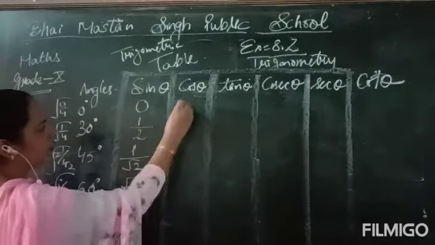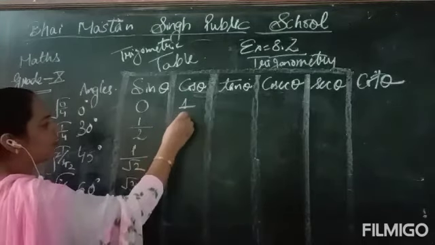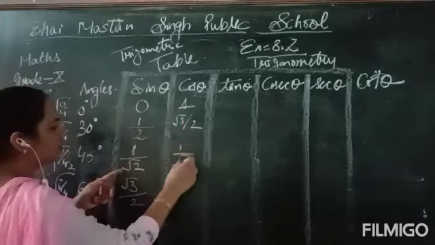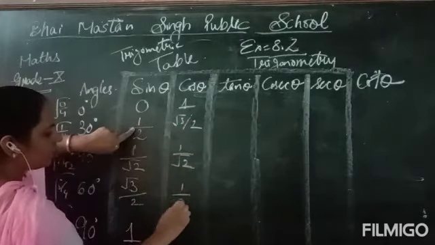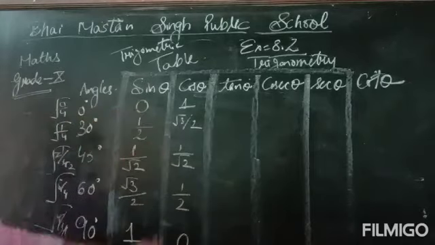Here is 1, so I will write 1 here. Next value is root 3 by 2, so I will write root 3 by 2. Next value is 1 by 2. This is 1 by 2. Next value is 1 by 2, 1 by 2, 0. I have written the values of cos theta.